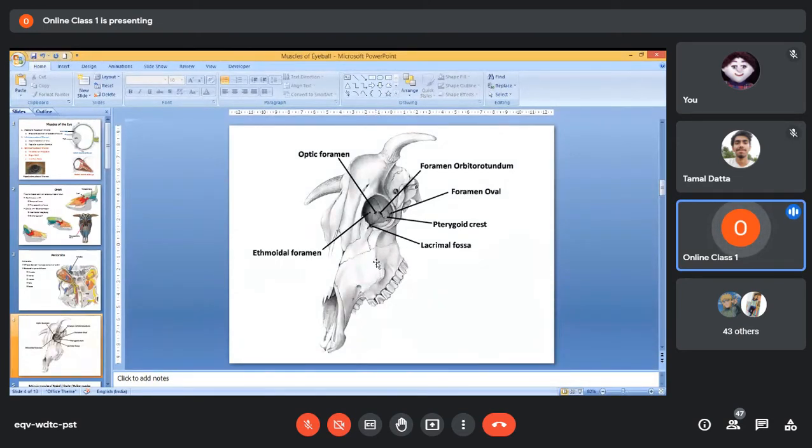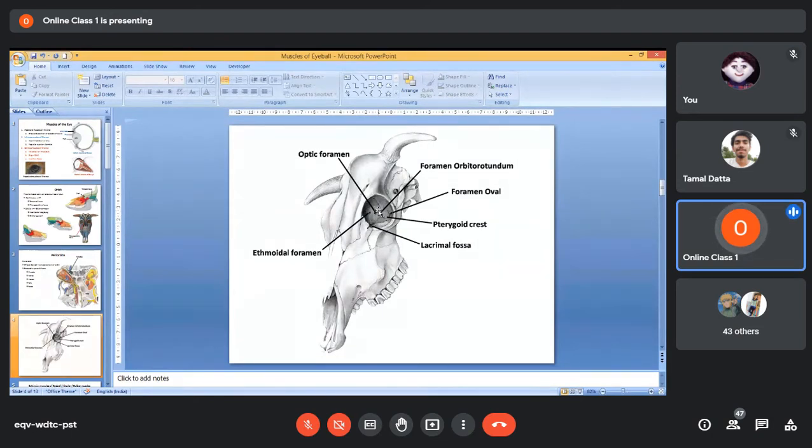For today's class, you have to remember the position of these three structures: the optic foramen, the ethmoidal foramen, and the lacrimal fossa, because the extrinsic muscles of the eyeball will arise either from around the optic foramen, or from around the ethmoidal foramen, or from around the lacrimal fossa. That's why these three are very important for today's class.